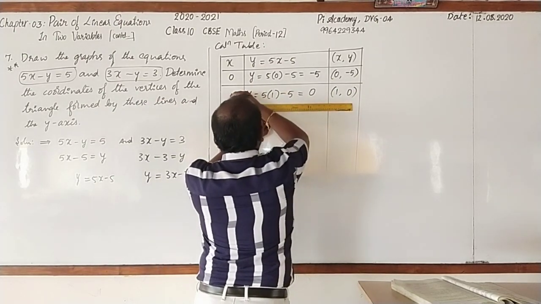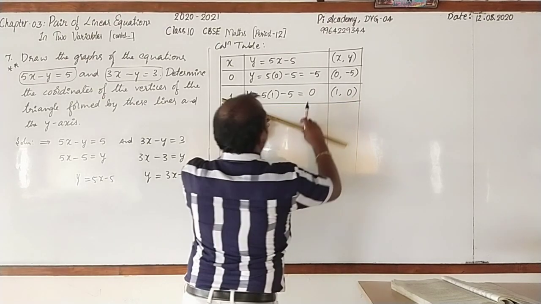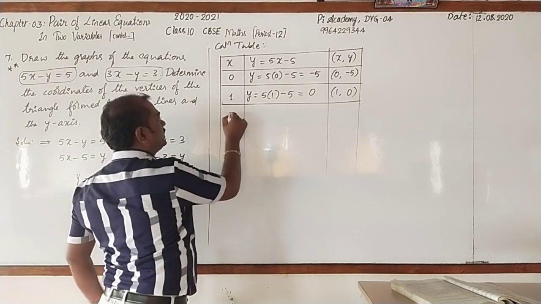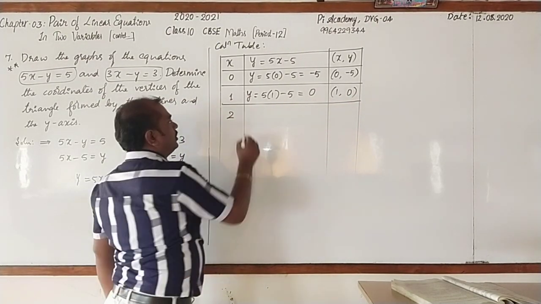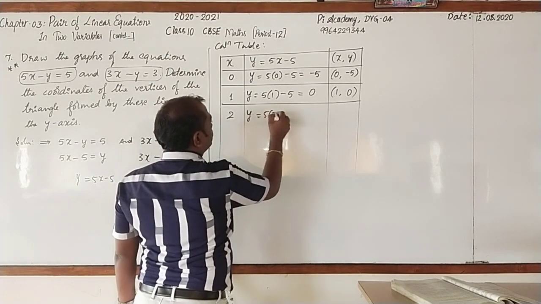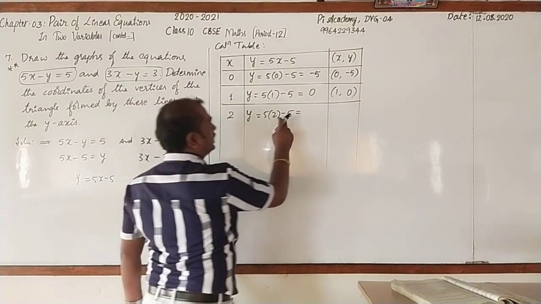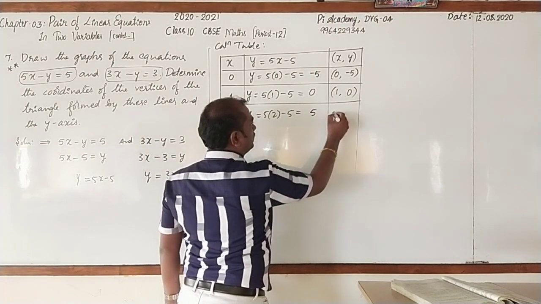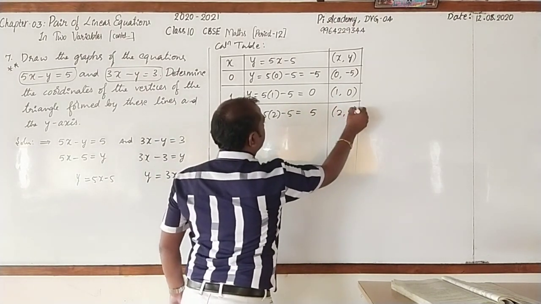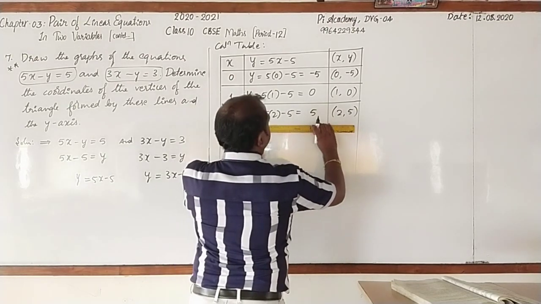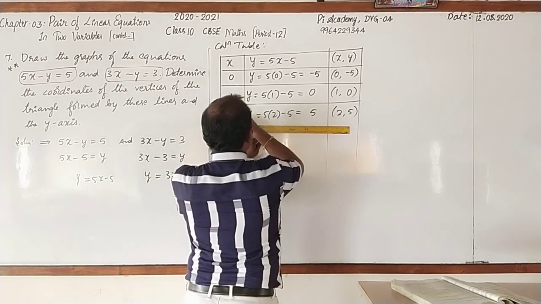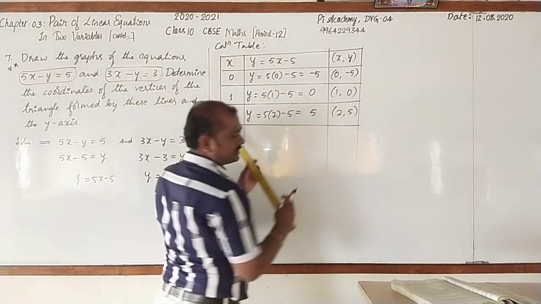Next, I'll go for another one. Call it 2. Y is equal to 5 into 2 minus 5. What is 5 twos? 10. 10 minus 5 is 5. It is 2 comma 5. Yes, again you have to draw the line. 3 points are enough.